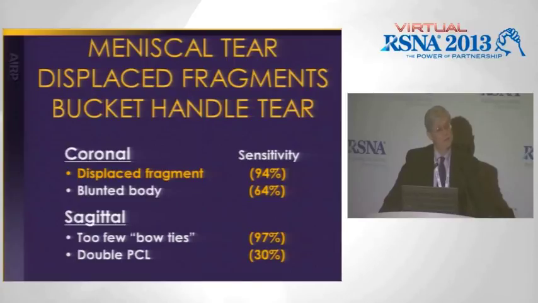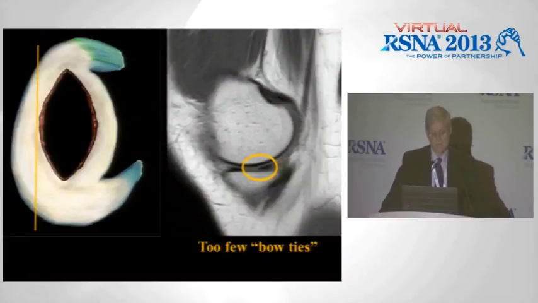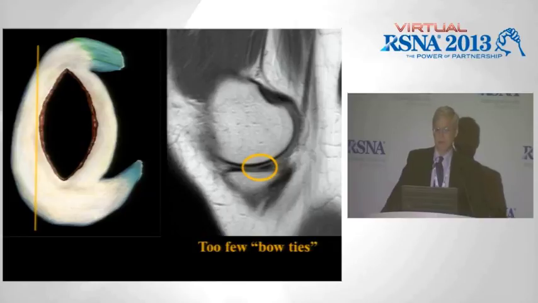Now, bucket handle tears are usually better seen, as are most displaced tears, on water-sensitive sequences because the fluid surrounds it, and we know we can look for these abnormalities, and I've given you sensitivities for both the flipped bow ties and the double PCL sign, both of which were shown in this case. Now, your images far peripherally with a bucket handle tear may look relatively normal, although if you're at the edge, you will see areas of increased signal touching a free edge.